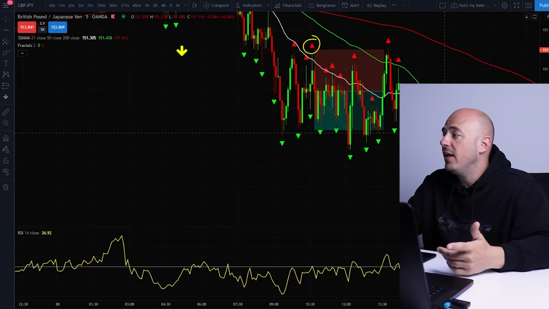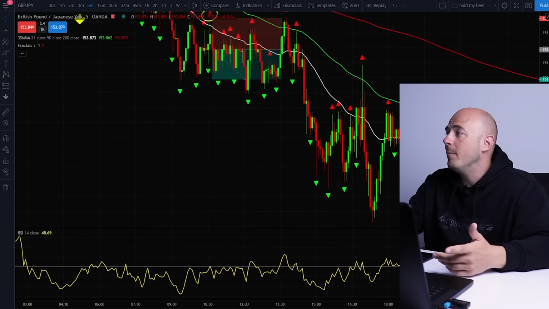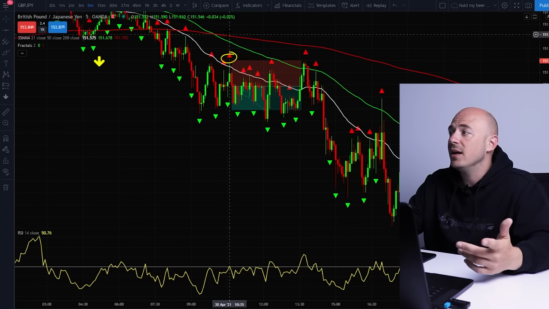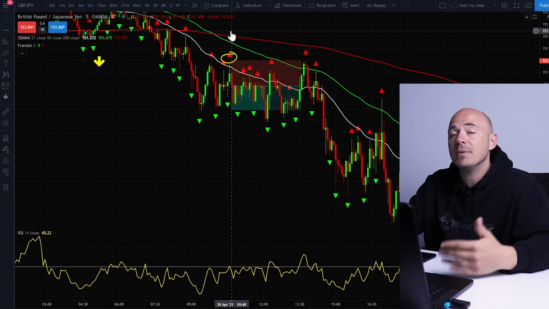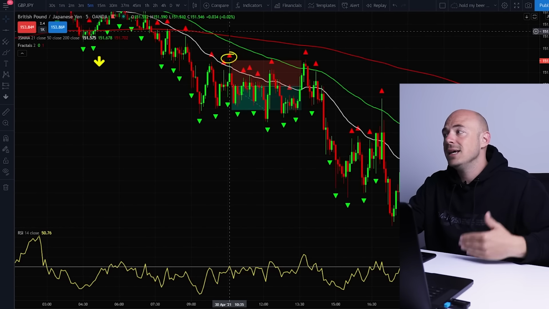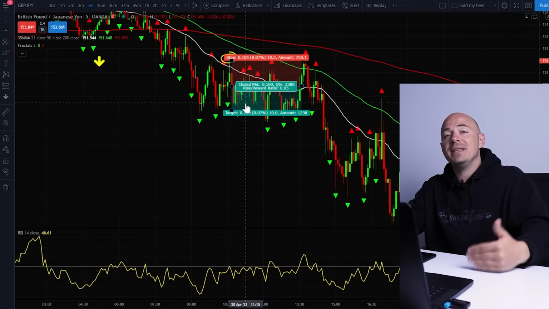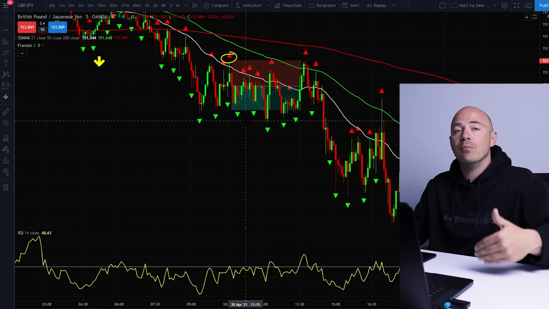Now, again, you could have held this trade and made a lot more money, but again, your stop loss would have been a lot bigger. So keeping a bigger stop loss, lowering your position size, and holding the trade a little bit longer is completely okay as long as you continue to monitor it.